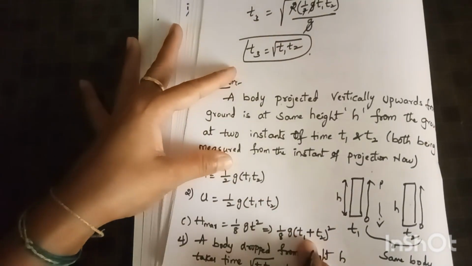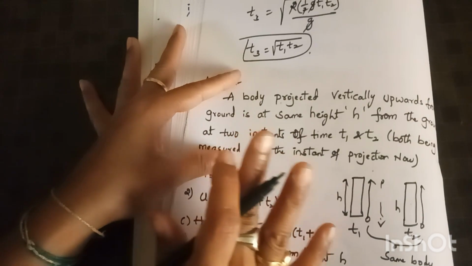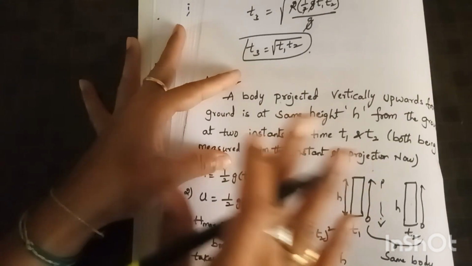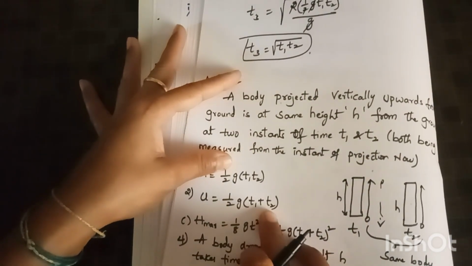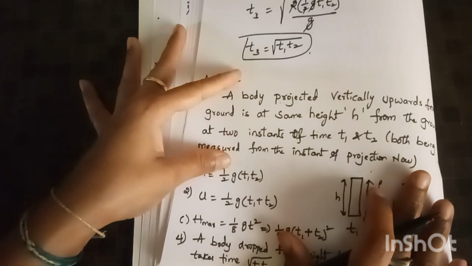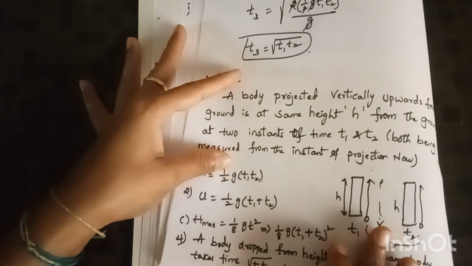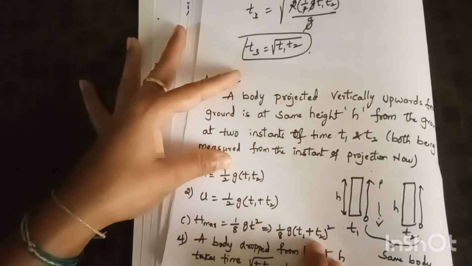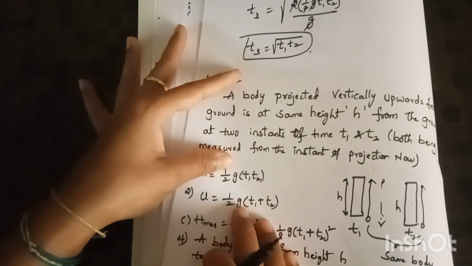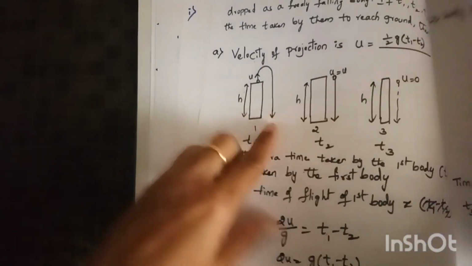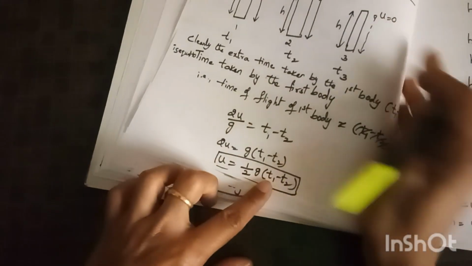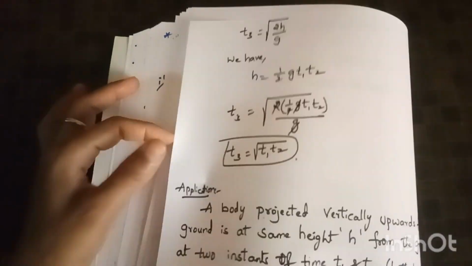Why am I taking plus here now? Plus here because the same body is projected from the ground at the same heights, but the times taken are t1 and t2. So in the form of a combination of times I wrote this. So for the same body with two different times from the ground at the same height, you have to use these formulas, that is plus. If I take a body which is projected vertically upward from the top of the tower and thrown with the same velocity in the downward direction, I should take it as minus here. So these are the two important applications.